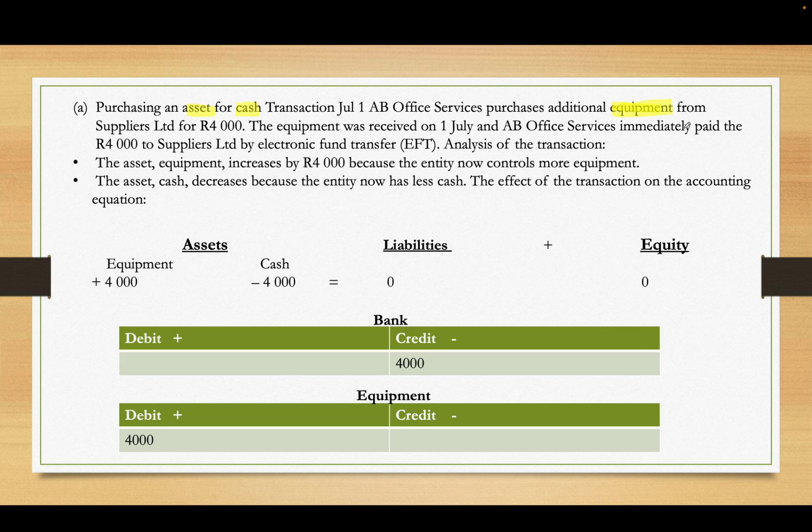So bank and equipment are the two accounts that you're going to deal with. From Suppliers Ltd for 4,000 rand, the equipment was received on the 1st of July, and immediately paid 4,000 to suppliers by EFT, electronic fund transfer. Remember, when you see these words, just know bank.